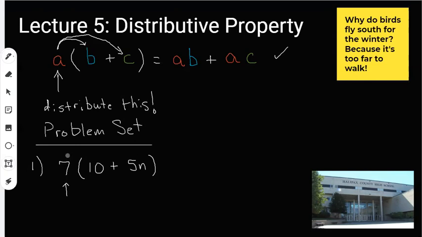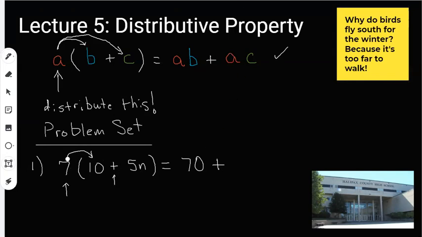So I'm going to multiply 7 by 10. If I multiply 7 by 10, I'm going to get 70, right? So I multiply the 7 by the 10, I get 70. And then since there's a plus sign in the middle right here, I'm going to put a plus sign right here. Always keep that same sign.